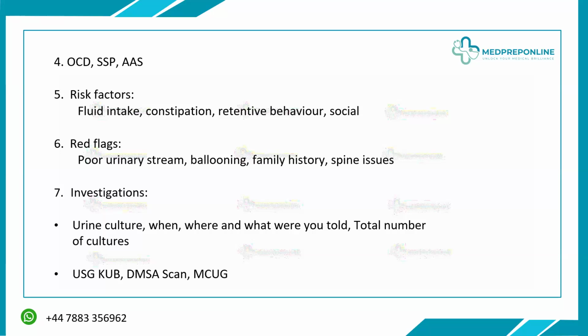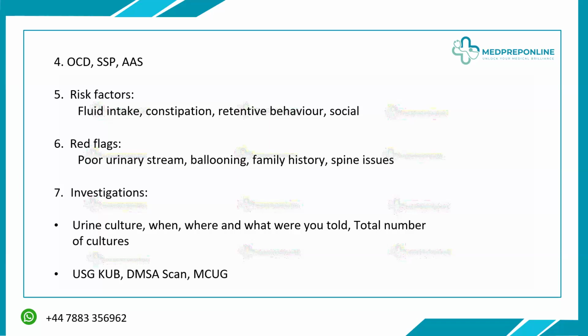Perfect. And then you have to ask about some red flags. Like if the child is not growing well, the child is having a poor urinary stream, and there is some ballooning. And if there is any family history of UTI and there are some spine issues, you can ask if there is any lump on the back. These children are prone to have recurrent UTI, and you can actually find the cause of the UTI, because at the end of the scenario there would definitely be some hidden cause that the examiner would expect you to find out, what is the reason for this UTI.